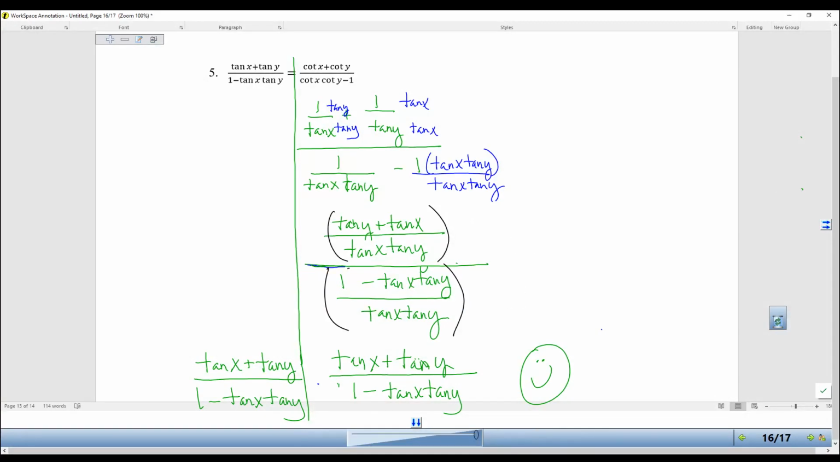What am I going to multiply by? I'm going to multiply the top by tangent of x, tangent of y, and the bottom by tangent of x, tangent of y. Then this cancels, and this cancels, and I'm just left with tangent of y plus tangent of x over 1 minus tangent of x, tangent of y. So that's an alternative to what I had in the red before, if you wanted to try that.